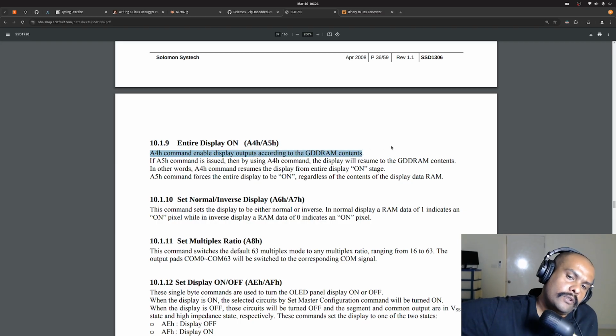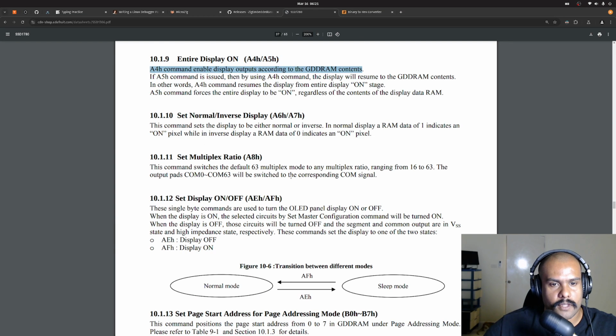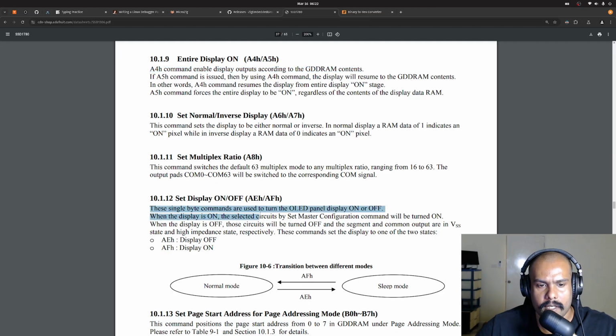outputs according to the set multiplex. Okay, what is this bit? Single byte commands are used to turn. Oh damn, what does this turn on? A5H command issued. Then by using A4H, the display will resume to GDDRAM contents. In other words, resumes the display from entire display on stage. Oh, hang on.